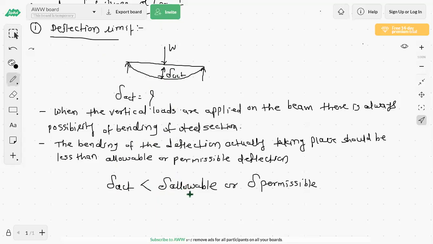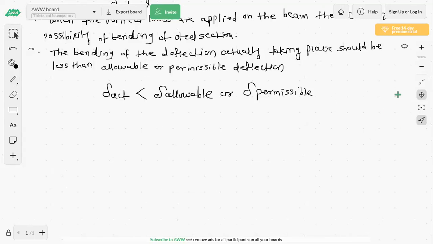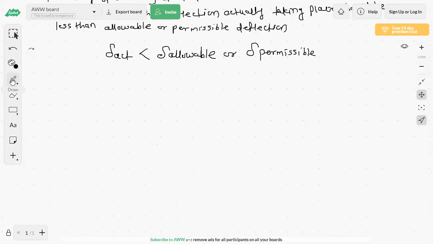Are you getting? So this is a very important sentence. So the first mode of failure is the deflection limit. Okay, now the second mode of failure. The second mode of failure is web crippling. Web crippling.